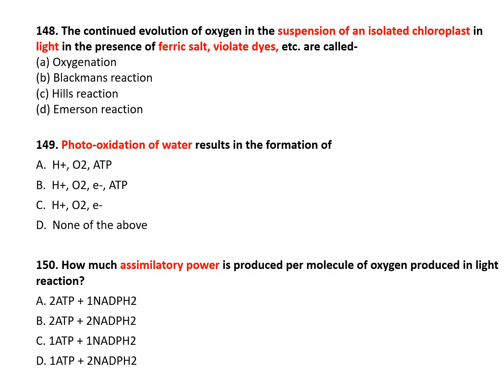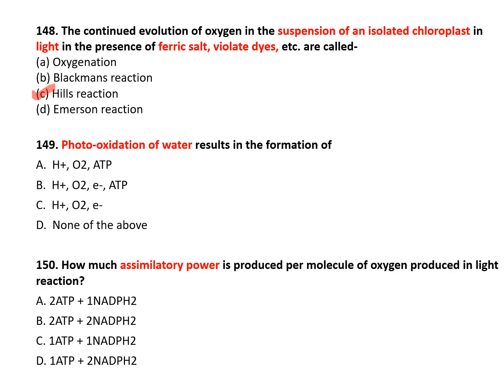The next question, number 148. The continued evolution of oxygen in the suspension of an isolated chloroplast in light in the presence of ferric salt, violet dye, etc. is called: option A, oxygenation; option B, Blackman's reaction; option C, Hill's reaction; option D, Emerson reaction. The correct answer is option C, Hill's reaction.